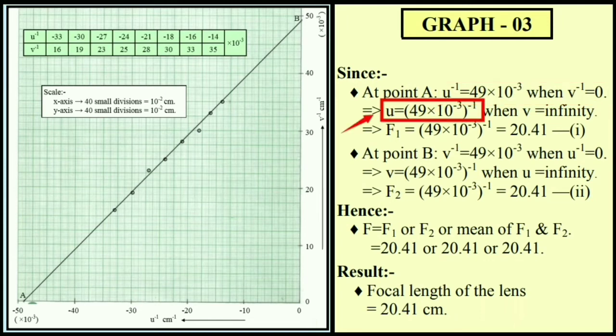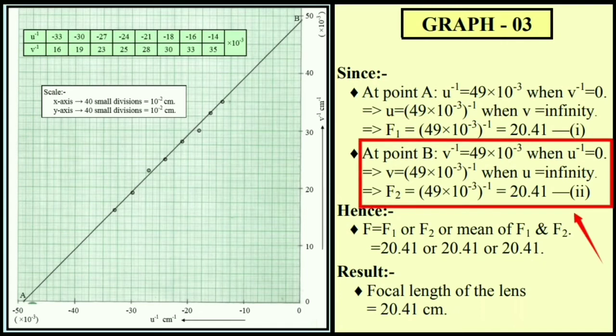This implies the value of u is equal to 1 by 49 into 10 to the power minus 3 when v is equal to 1 by 0 or infinity. It says when the image is at infinity, then the object is at f, the focus of the lens. Hence, the focal length of the lens is 1 divided by 49 multiplied by 10 to the power minus 3, and that is 20.41 centimeter.